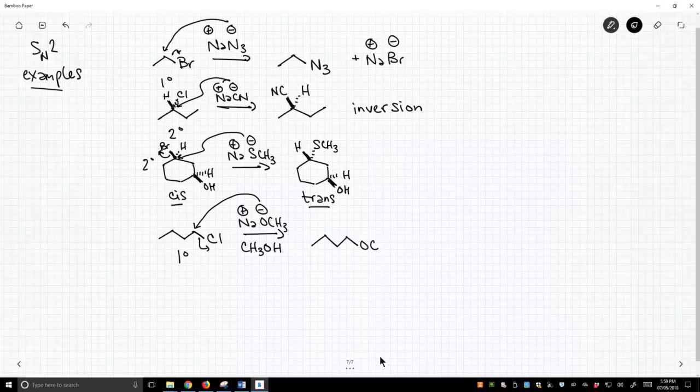The halide gets kicked out. We replace it with methoxy. Again, if you want to, you can write out the salts. But the key product is here. There's no stereochemistry, so nothing to worry about there.